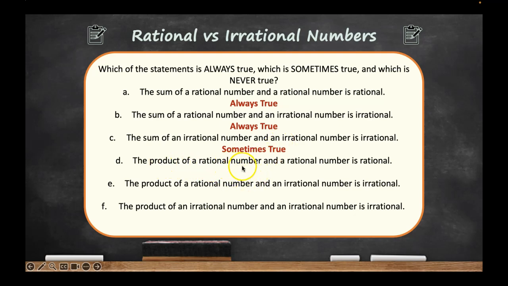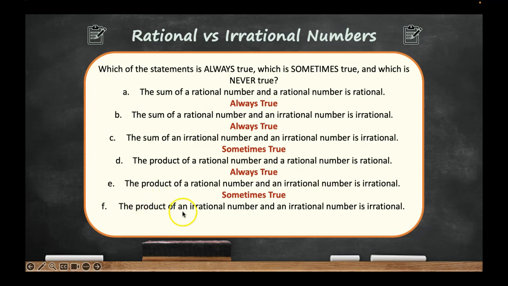Now for D, the product of a rational number and a rational number is rational. That's always true. The product of a rational number and an irrational number is irrational. That's sometimes true. Because think about it. Let's use square root of 3 again. That's an irrational number. You multiply it by 0, you get 0. So an irrational number times a rational number can give you a rational number. So it's sometimes true. It's only when you multiply by 0 that this situation is not the case. But that one situation is enough for you to say it's sometimes true, not always.